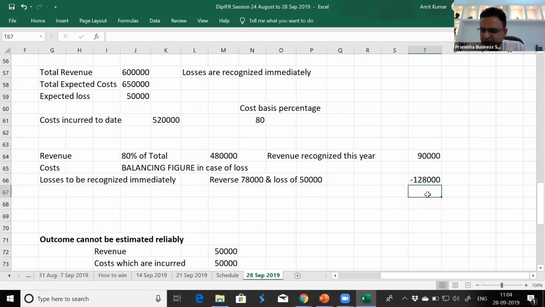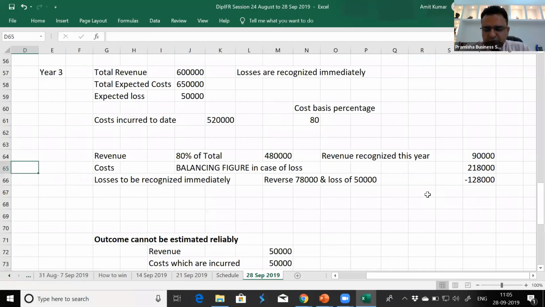What will be the cost of sales? 218,000 will be the cost of sales which we will be recognizing this year to rectify the profit which we have recorded in previous years. Also to recognize the loss immediately.